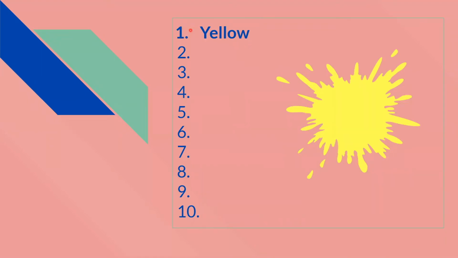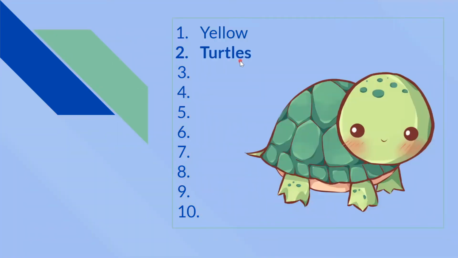Now let's move on to number 2. For number 2, we need a plural noun. Can you remember what that means? A noun is a person, a place, or an object, and when a noun is plural, that means there is more than one. For example, I am going to choose the word turtles. Go ahead and think of a plural noun and write it next to number 2 on your list.